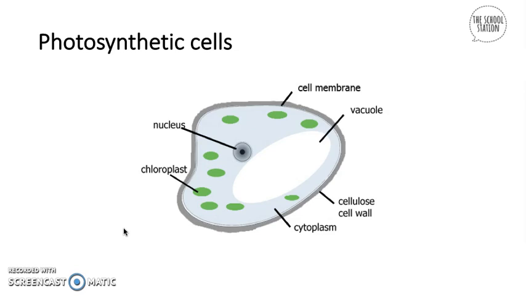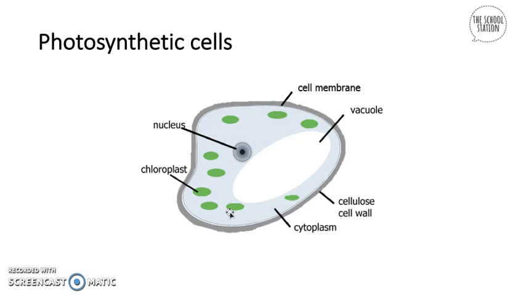The first one is the photosynthetic cell. The photosynthetic cells are basically also known as palisade cells, and these specific cells help plants make their own food by photosynthesis. The special features that they have, number one, is specialized green structures called chloroplasts. As you can see over here, they have many chloroplasts in their cells, and they contain a special chemical called chlorophyll that traps the light needed for photosynthesis.